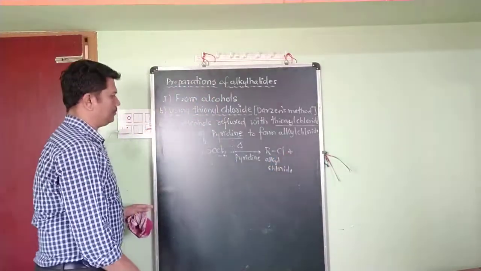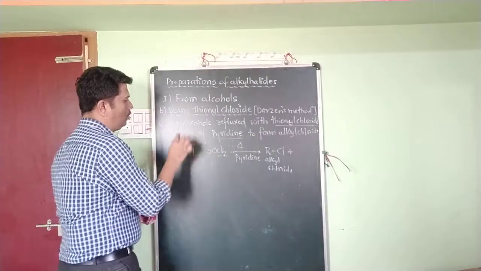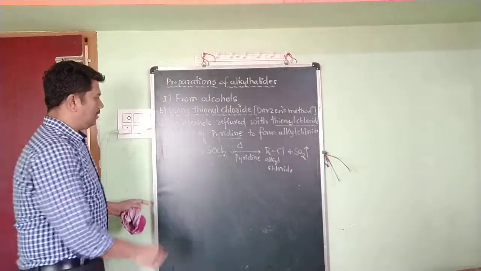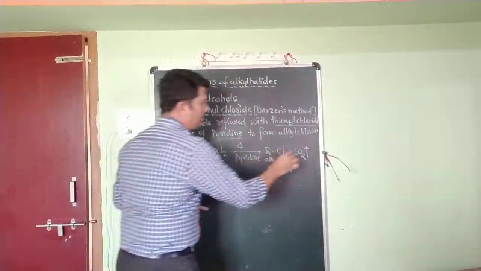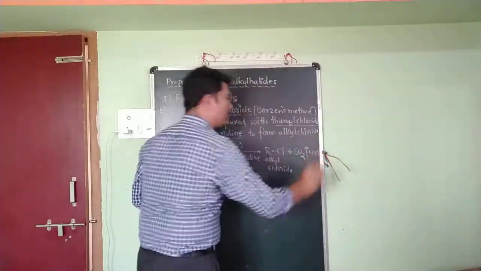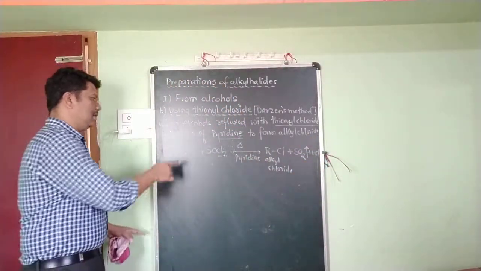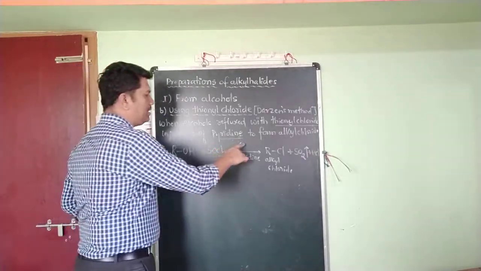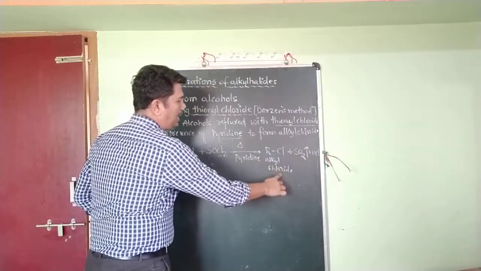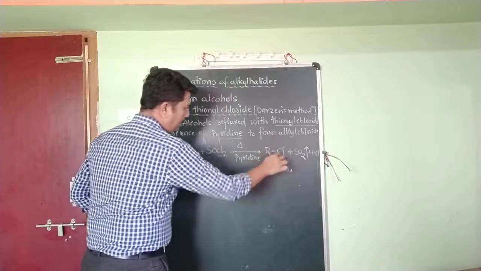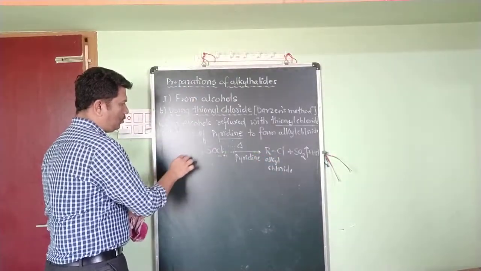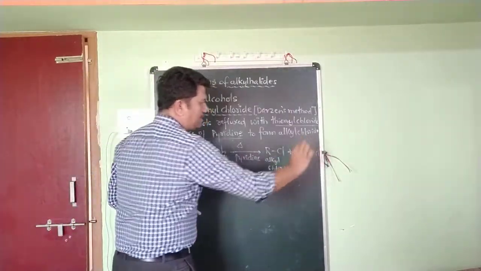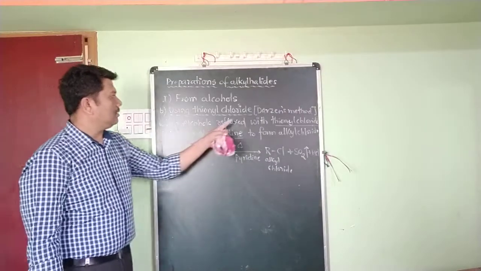Then, plus SO2 gas is liberated. Then the remaining one H and one Cl make HCl. This is the general representation. When alcohol is refluxed with thionyl chloride in presence of pyridine, it forms alkyl chloride RCl, then SO2 gas is liberated, then one H and one Cl form HCl. This is Darzens method.